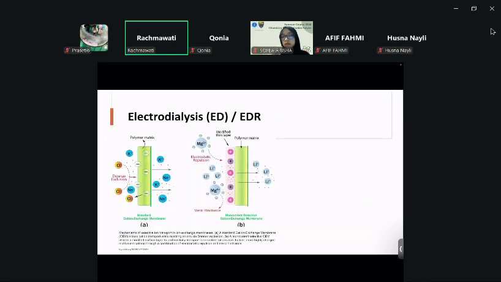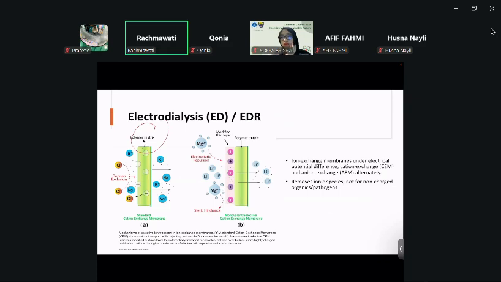There's also electrodialysis. In this case, for example, using ion exchange membranes under an electrical potential difference, like a cation exchange or anion exchange membrane. It can remove ionic species, not non-charged organics or pathogens, so it's specifically for ions. For example, here we have a polymer matrix, and because it is negative, the Cl is rejected, but the K plus can pass through it.